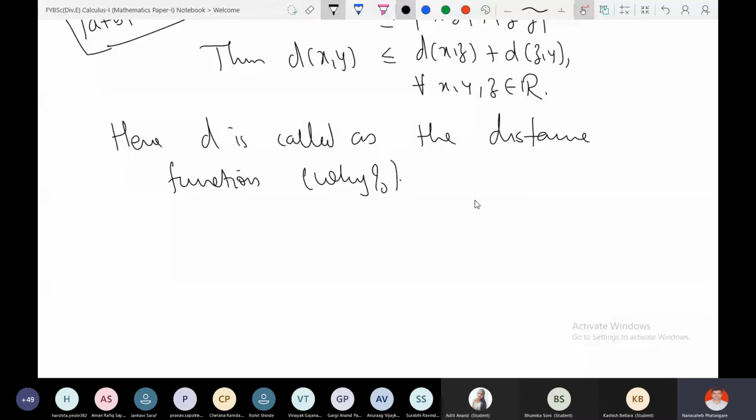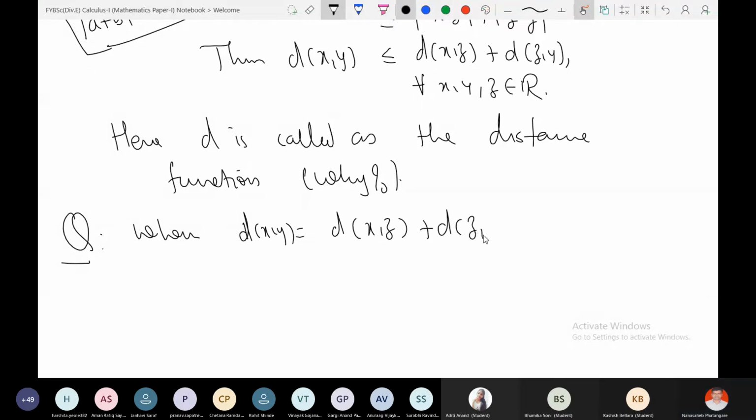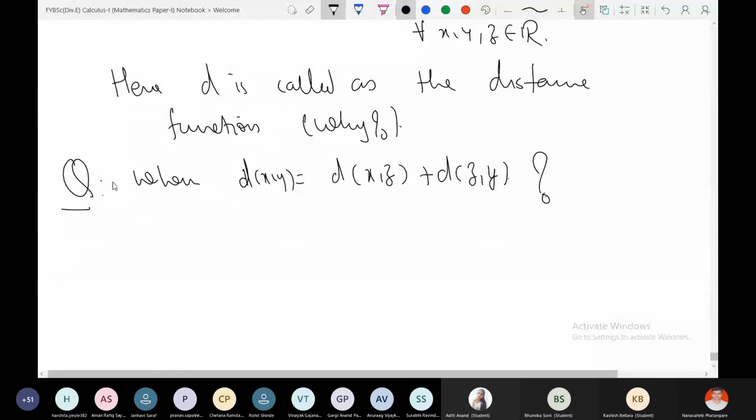Right. But now a natural question you can ask: when is d(x,y) equal to d(x,z) plus d(z,y)? When equal? Here I am saying less than or equal. So it is less, but sometimes equal, but when equal? That question you should ask yourself first, and then if you don't find the answer, we'll discuss. Second question.